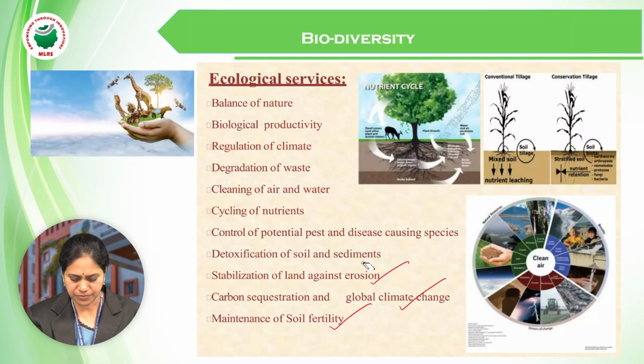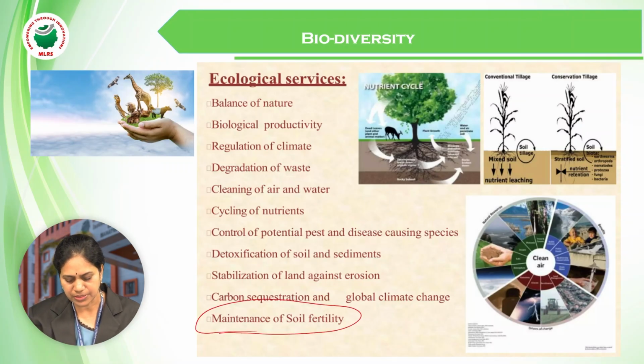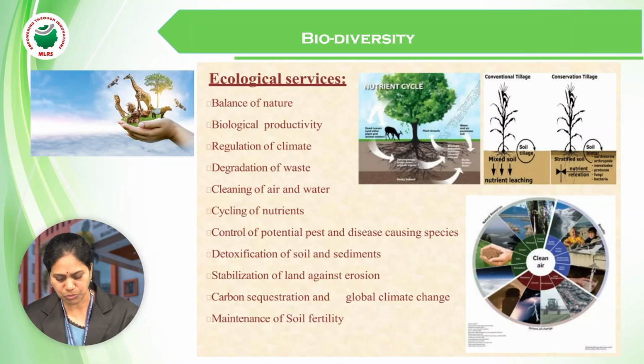So regulation of climate, definitely the cycles going on in the atmosphere, is making life sustainable on this particular earth. All this is because of the different forms of life which are regulating the climate here. And you can see the maintenance of soil fertility, carbon sequestration and global climate change. All these are some of the ecological services.